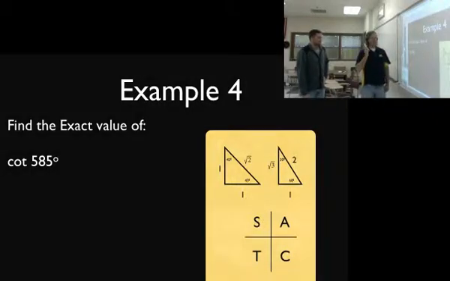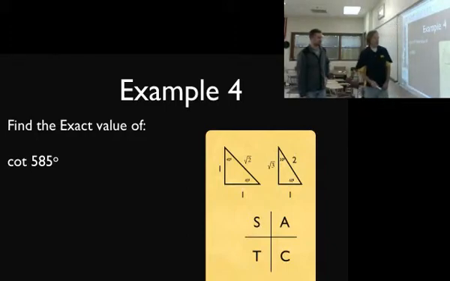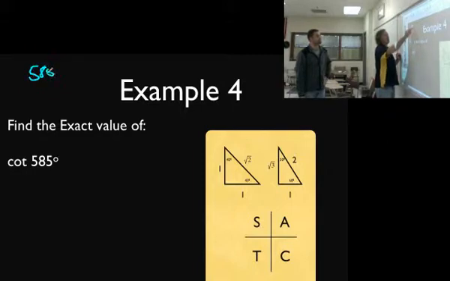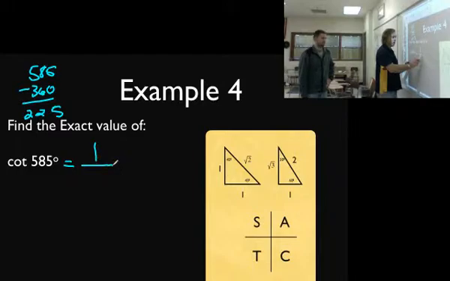Cotangent of 585. First thing, 585 is not between 0 and 360, so let's find something coterminal to it. We'll take the 585 and subtract 360. Why did I subtract? Because if I add, I'm not going to get closer to 360. So 585 minus 360 is 225. So this is the same question as 1 over the tangent of 225.